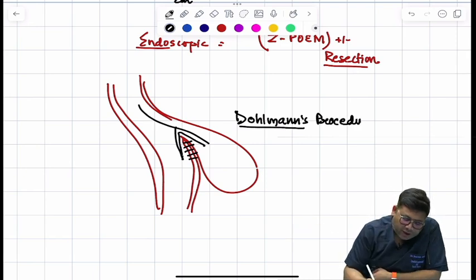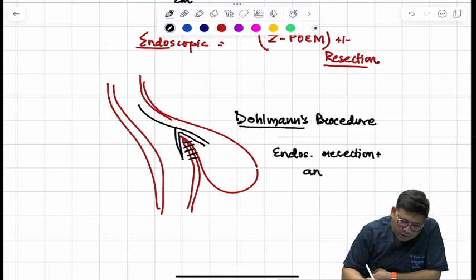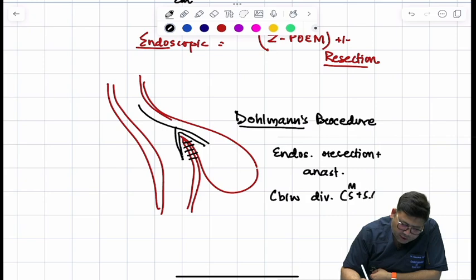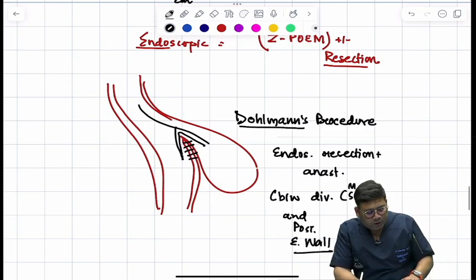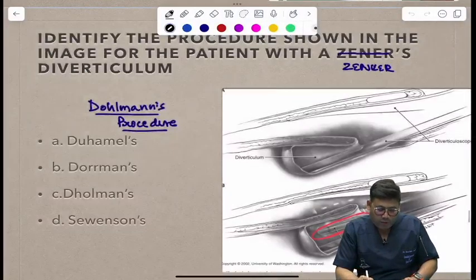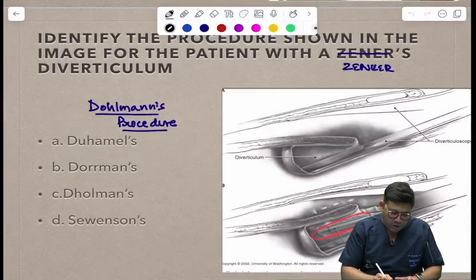It is defined as endoscopic resection plus anastomosis between the diverticulum, that is mucosa and submucosa, and the posterior esophageal wall. So this is what is Dolman's procedure. So I have explained it to you now. The image that you see is Dolman's.